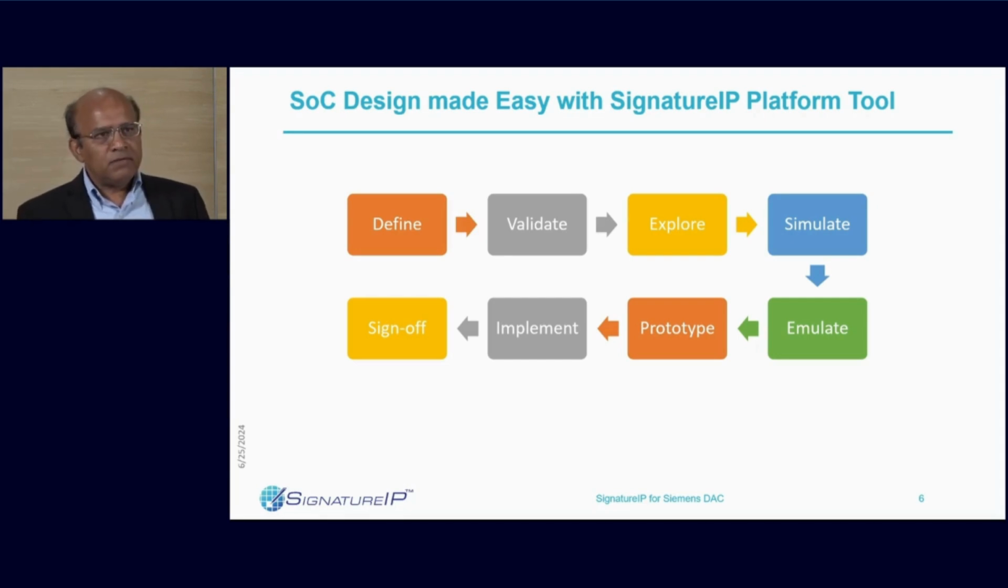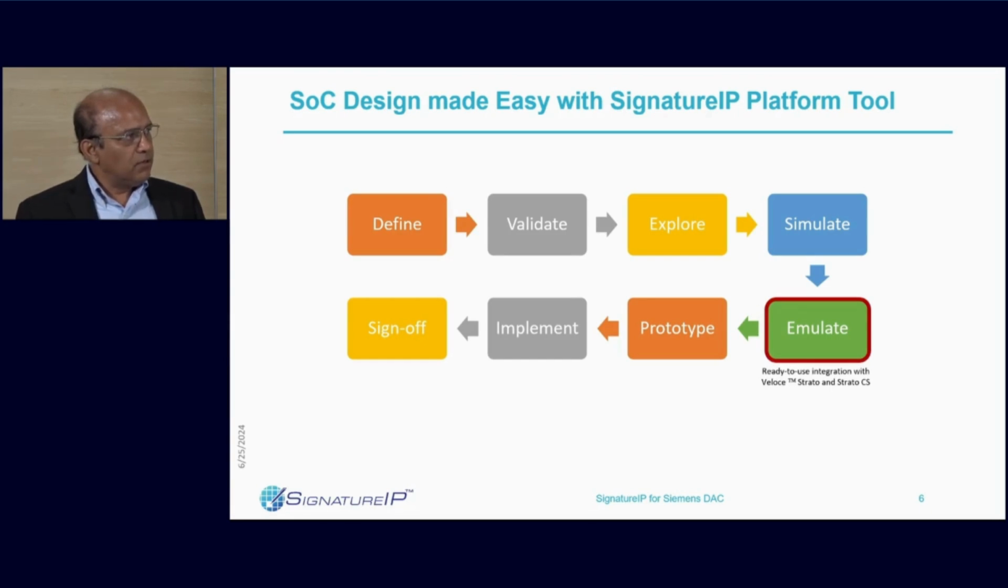So that is where we made sure that we have a platform integrated with Siemens platform, wherein it's easy to do emulation and prototyping. We will go there in a moment. So emulation. We have ready to use integration with Velocity, Strato and Strato CS. All Signature IPs are ported to Siemens Velocity, Strato and Strato CS, so that it's easy to emulate your complete SoC. And then the next thing is prototyping.